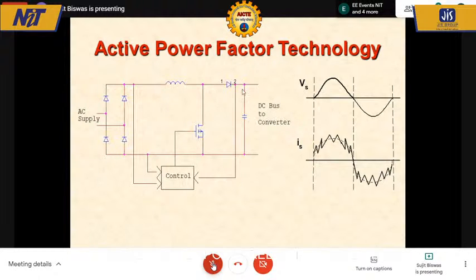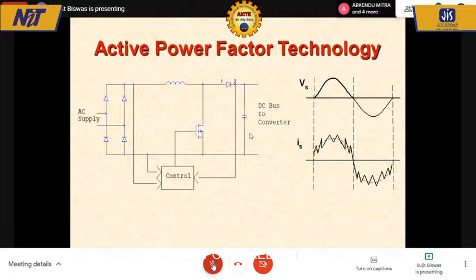which was called active power factor technology, where instead of having a simple diode rectifier, we had connected a boost converter here, and the boost converter was connected through a diode onto the capacitor, and this was the DC bus, instead of a simple diode rectifier with a capacitor.